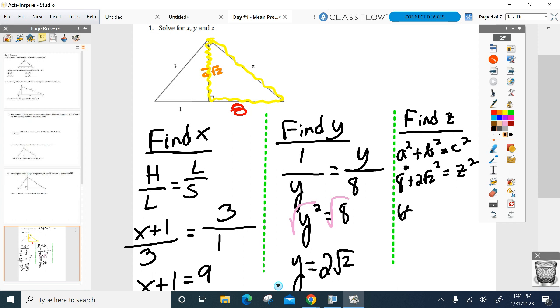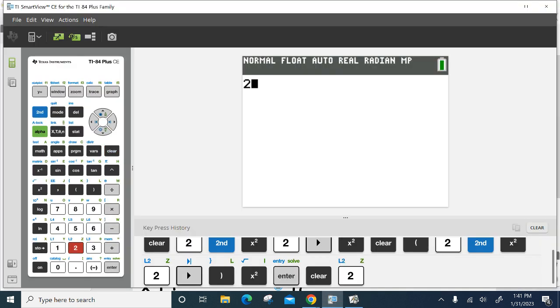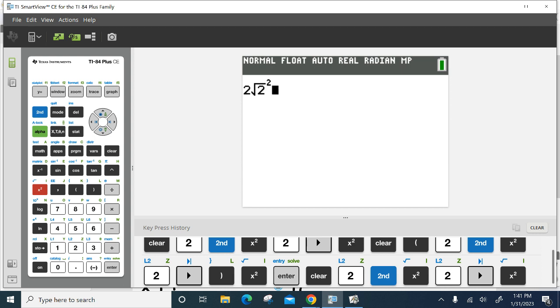64, and here's why I'm doing it this way. How do you do 2 radical 2 squared correctly on your calculator? You start doing this, 2 radical 2 squared. Your calculator's thinking, what am I squaring? Just the radical 2. If you type it in like that, your calculator's going to think, oh, they want me to just square radical 2.